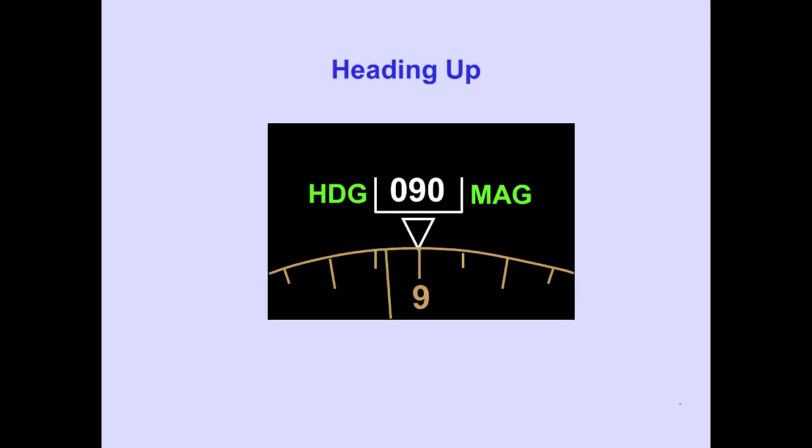Current heading is displayed at the top center of the ND's cathode ray tube in a box. Heading or track is enunciated to the left of the box. The heading reference, magnetic or true, is located to the right of the box.